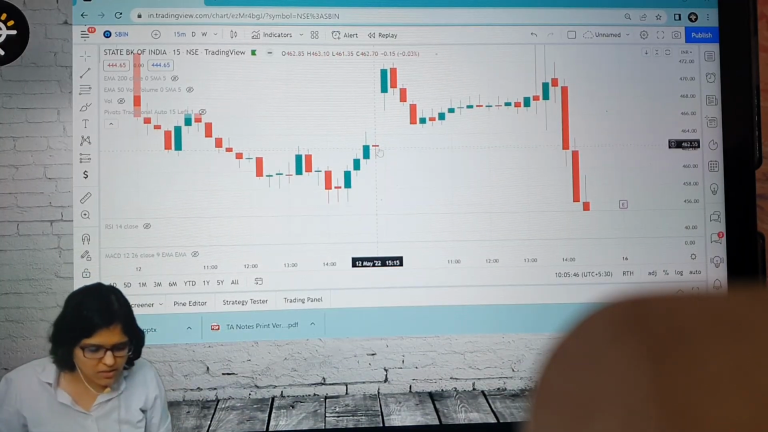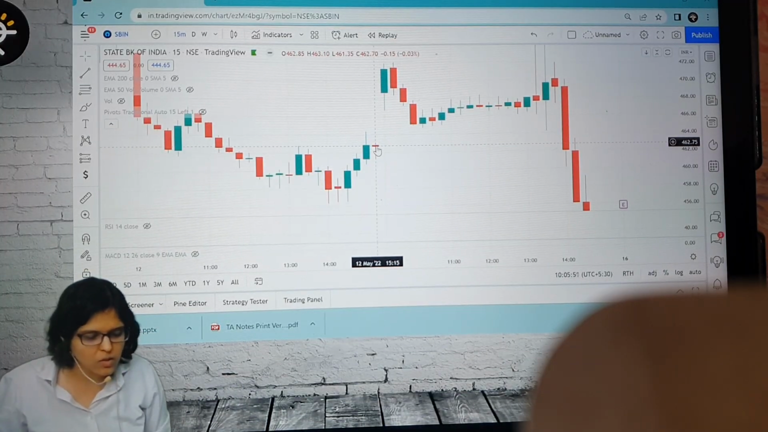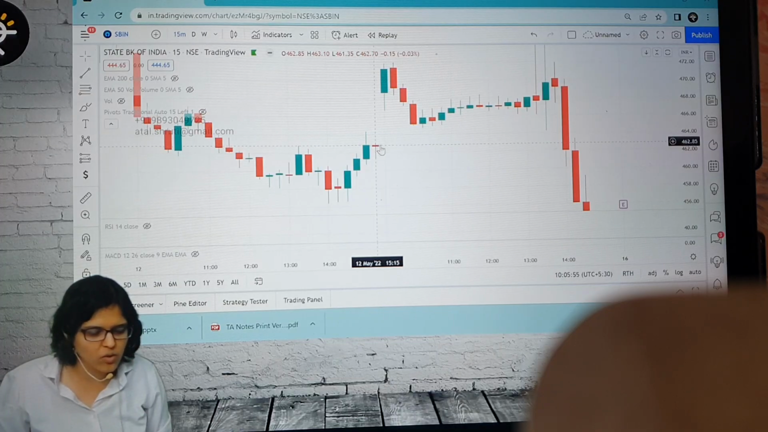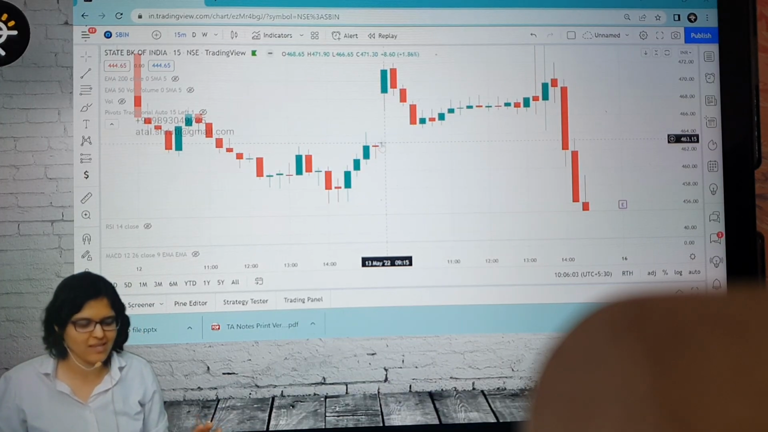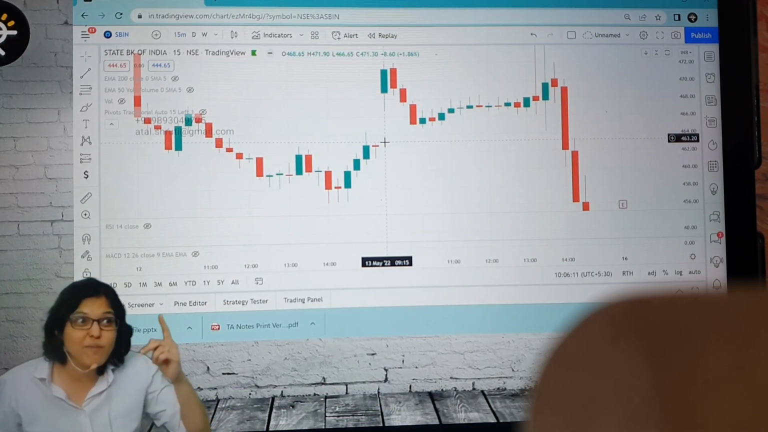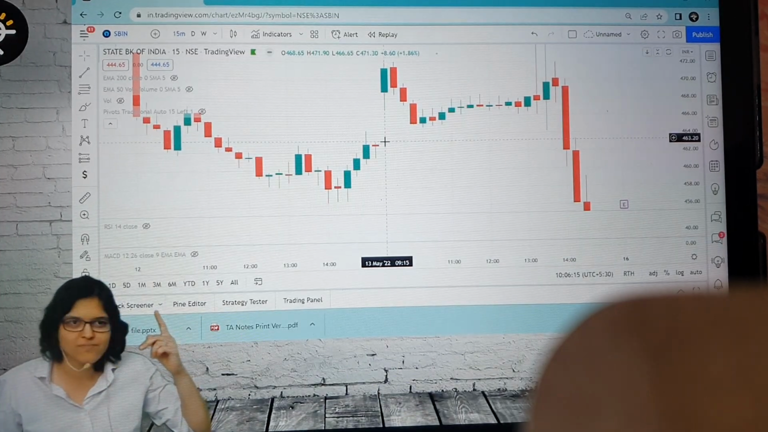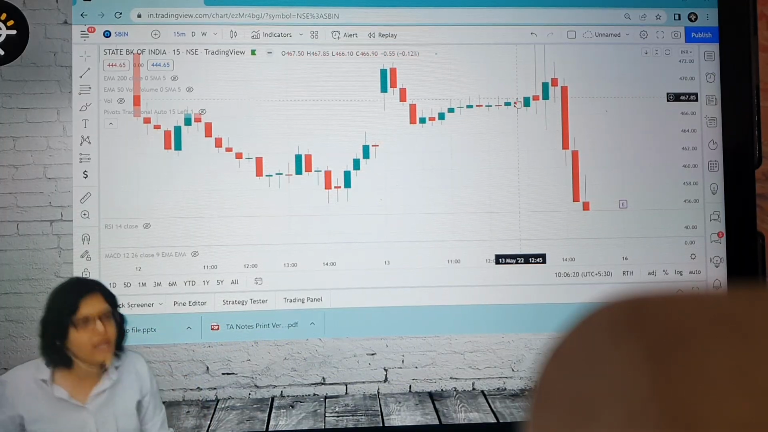Let's check this. Closing 462.70. Opening 468.65. But this is the last candle for the day and this is the first candle of the next. That is such a huge gap. And that is why it is the gap up or gap down. Huge gap up or huge gap down. Is this understood? Yes.